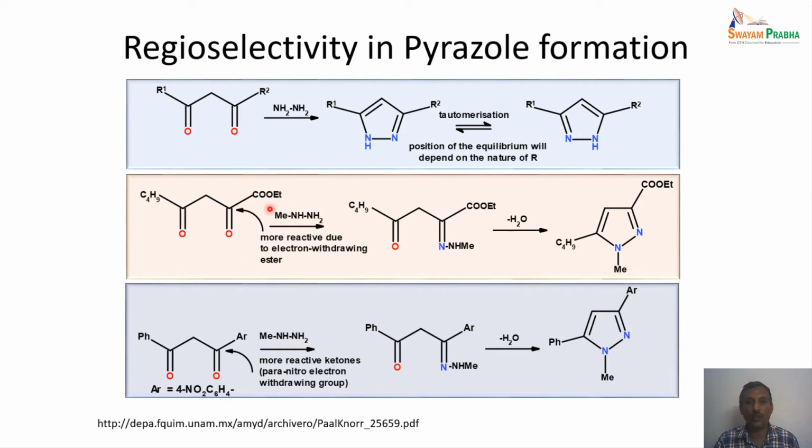highly electron withdrawing. The same way, if we have an aromatic unit, that is the paranitrophenyl unit is present, which is also a very good electron withdrawing group, then again we are going to end up with the 3-substituted derivative where the aryl unit is present. So between 3 and 4 substituted products, we can actually control the regioselectivity by carefully choosing the starting material. The electron withdrawing groups, if they are present on whichever carbonyl, that leads to the 3-substituted pyrazole derivative.